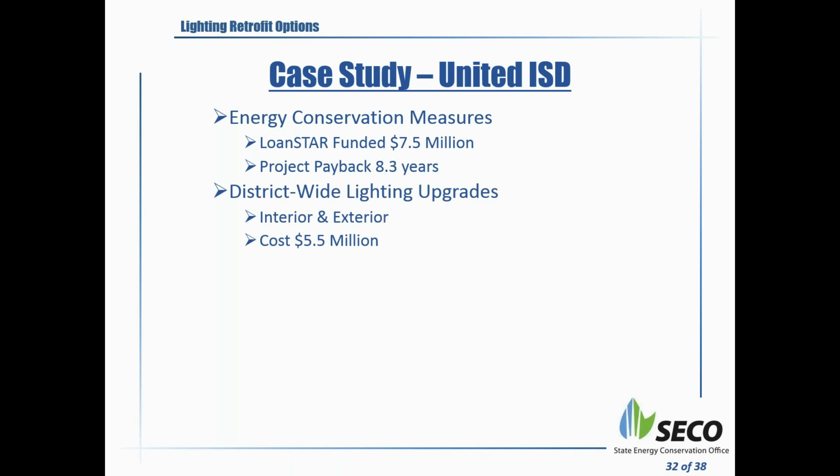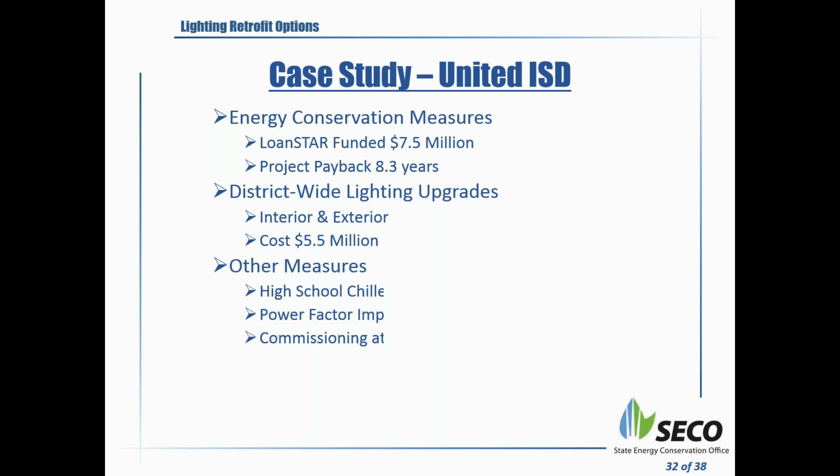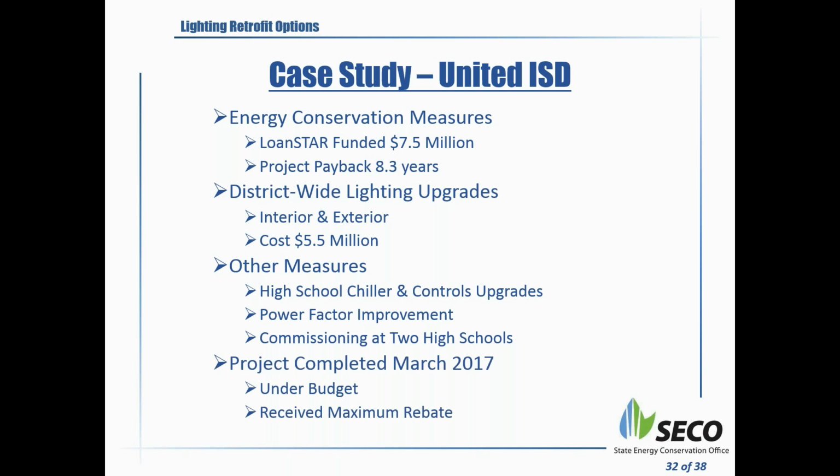Part of the project was district-wide lighting upgrades, interior and exterior. The cost of those upgrades was around $5.5 million. These are close to 45, 46 facilities, so pretty significant, close to 4 million square feet or so. Other measures were also considered as part of this loan from Lone Star, from SECO. They had chiller upgrades at one of the campuses, some power factor improvements in a couple of campuses, and they did the commissioning of 2 high schools for energy efficiency, which was HVAC and controls commissioning.